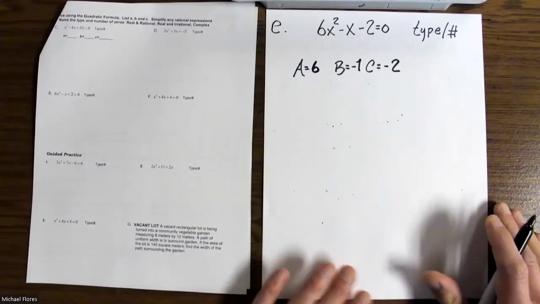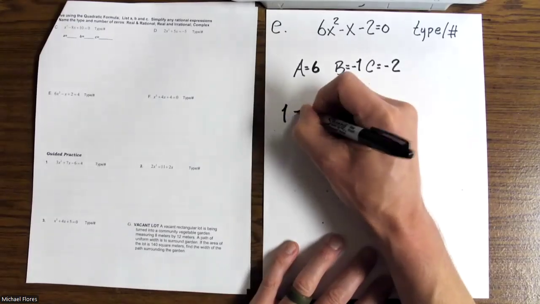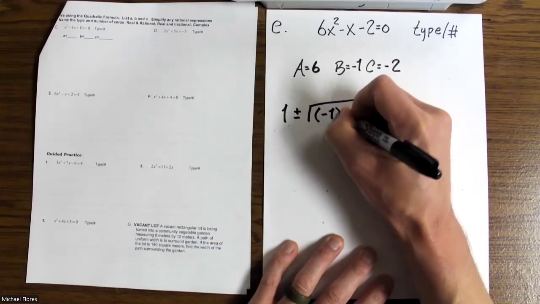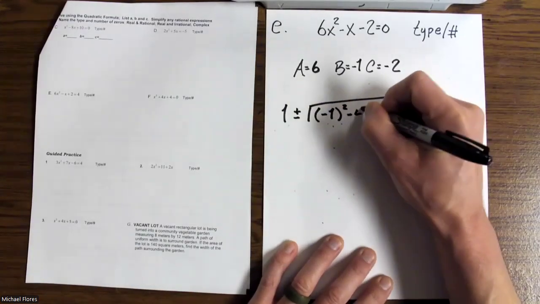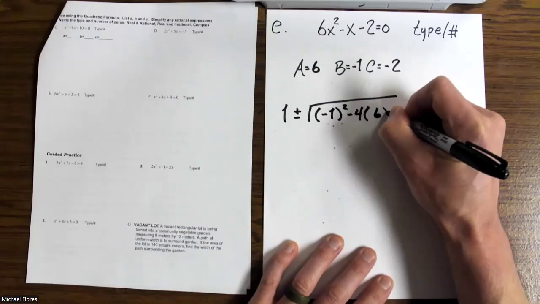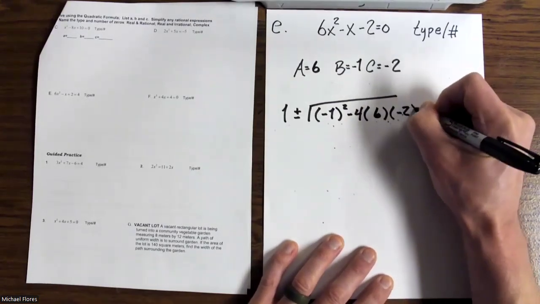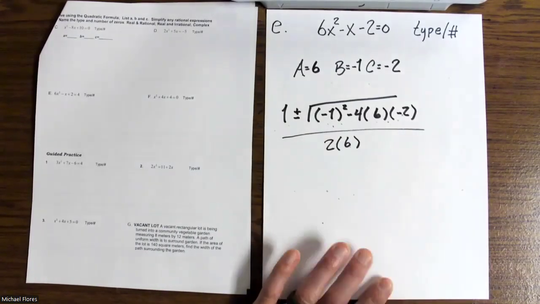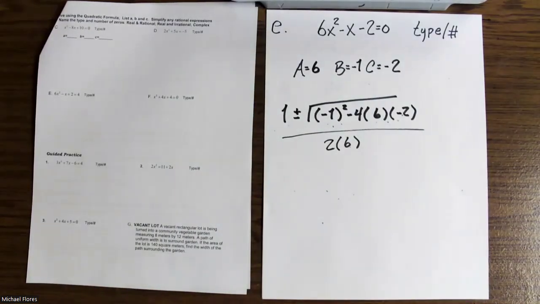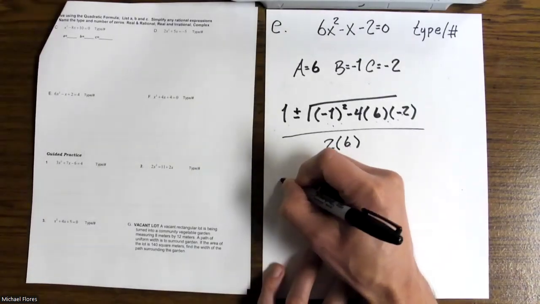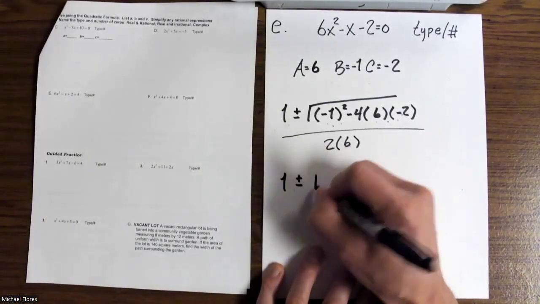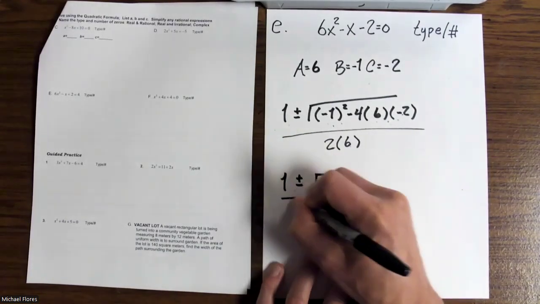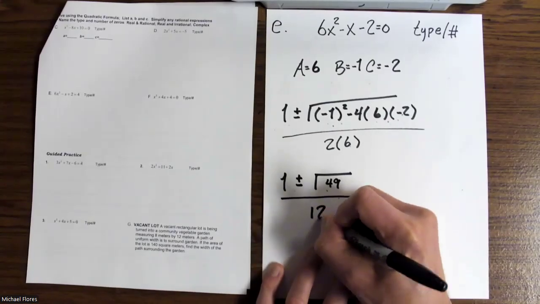Let's use the quadratic equation. Opposite B plus or minus square root of B squared minus 4 times A times C, all over 2 times A. Now let's start simplifying. 1 plus or minus, all of this reduces to the square root of 49 over 2 times 6, which is 12.